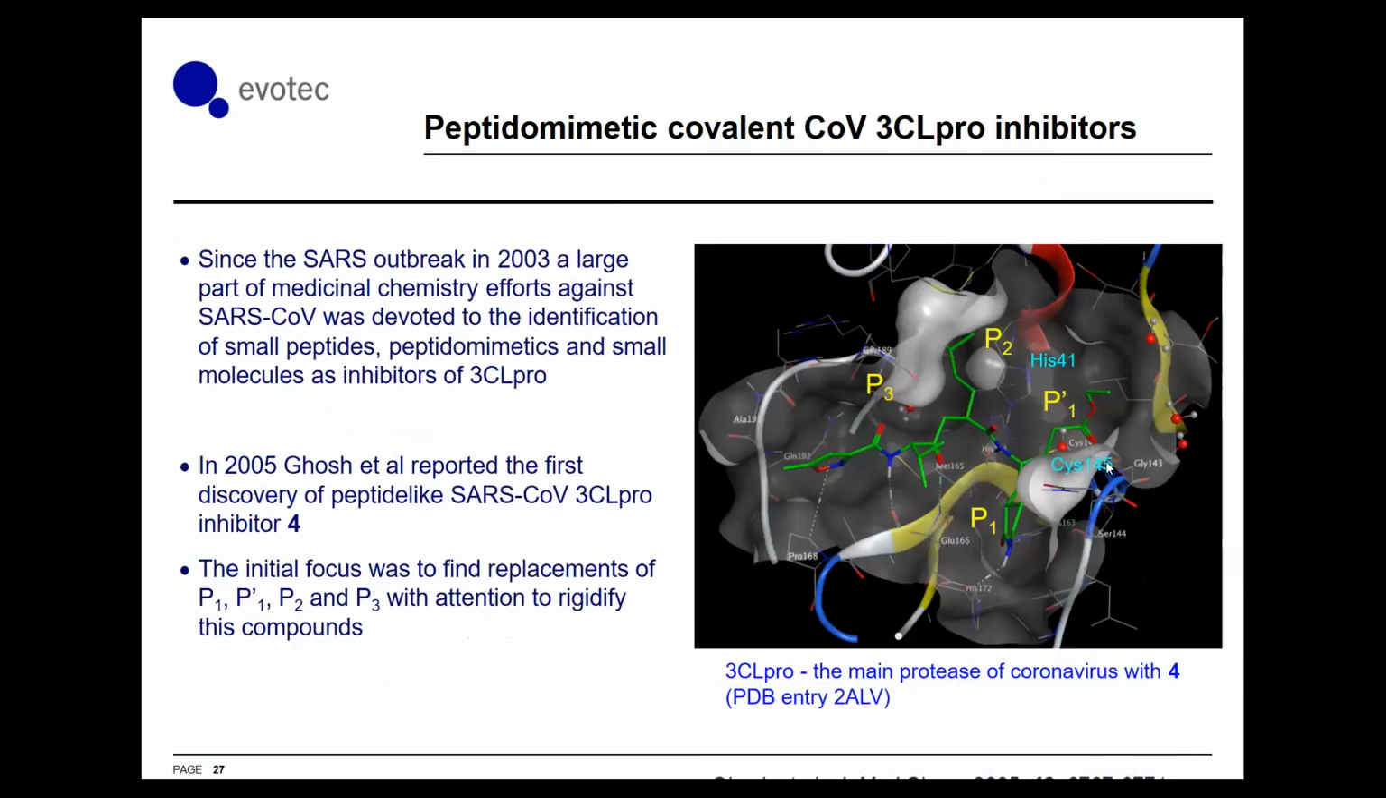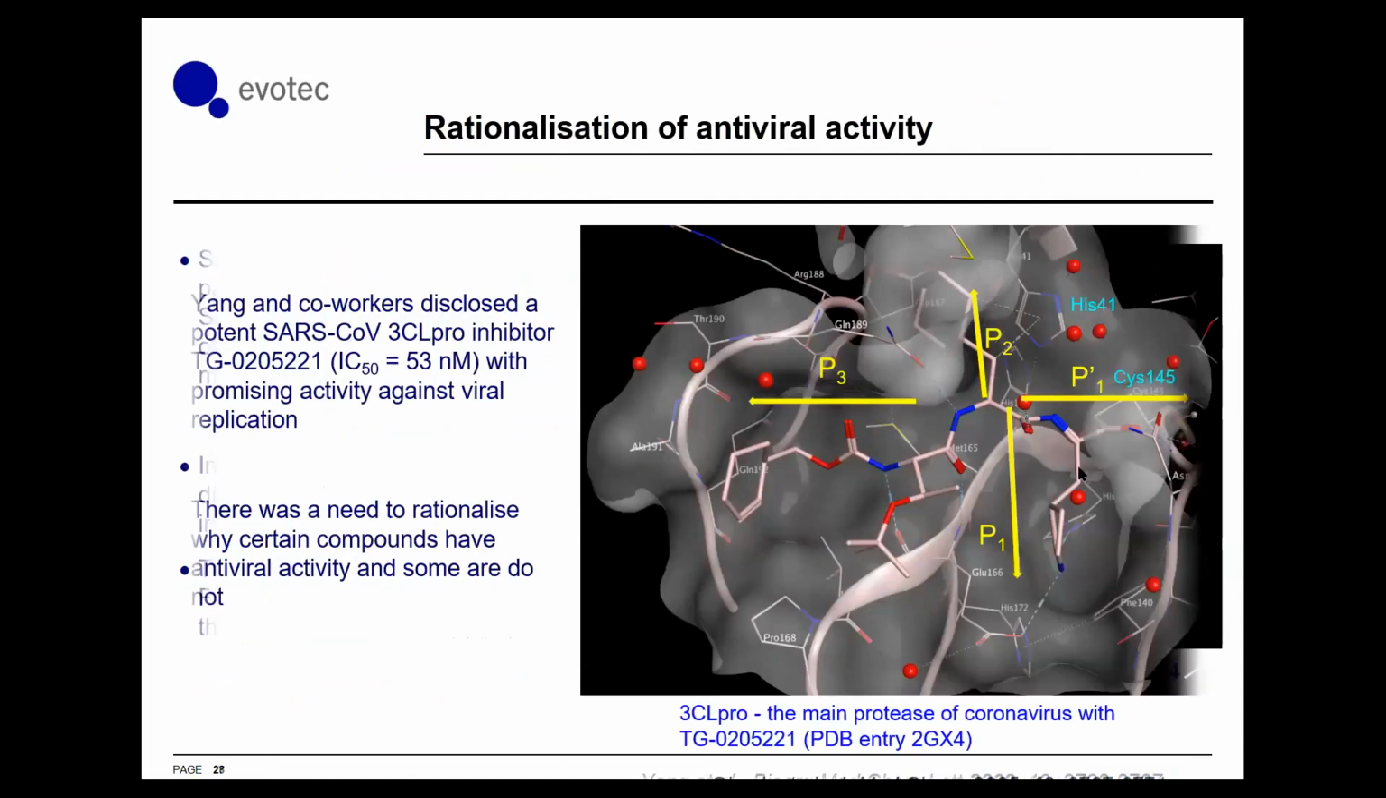And this molecule was one of the first to be found. And currently we have molecules, this TG025221 has 53 nanomolar. This is a very nice molecule, much more drug-like, that can actually sit inside the binding site of 3CL-PRO and prevent it from working as a scissors. It's actually blocking its activity.